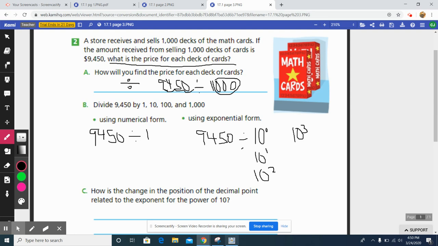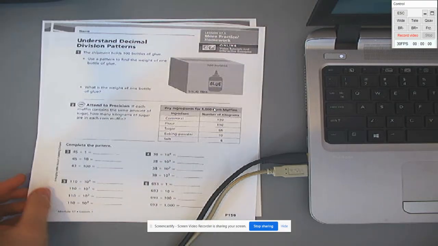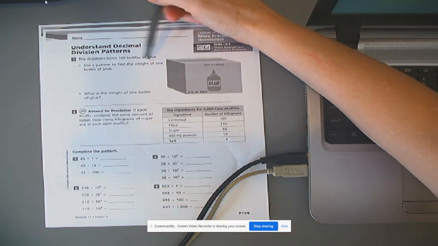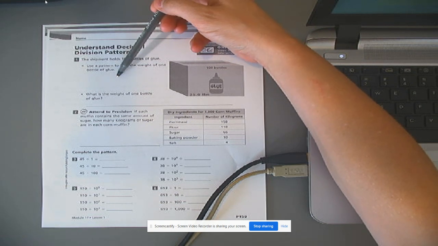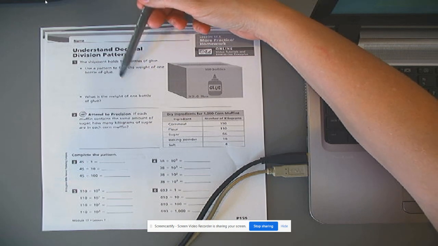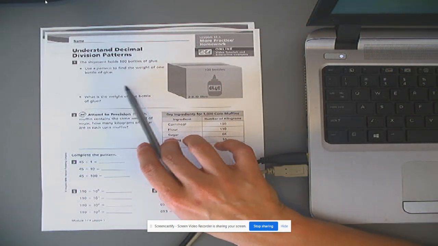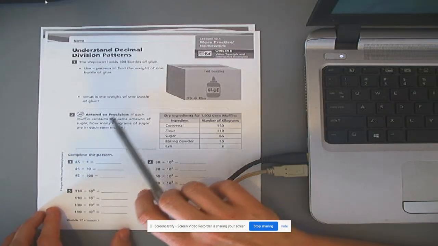All right, I'm going to flip over here to your assignment for today. So it says the shipment holds 100 bottles of glue. Use a pattern to find the weight. Okay, if you want to use a pattern, that's the times 1/10 times 1/10 times 100 tenths. Okay, or just show me the pattern. What is the weight of the bottle of glue?